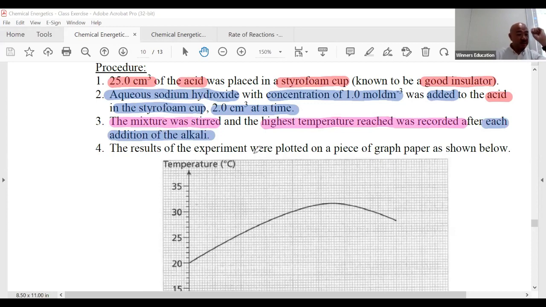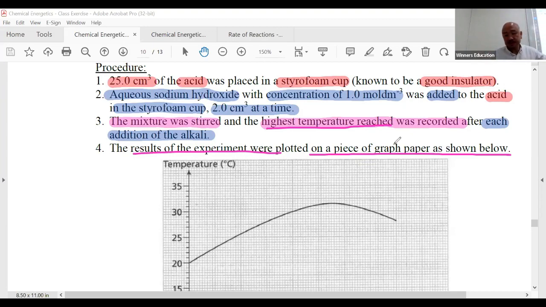They got the results of what? Of the highest temperature. So it's a value. And they plot it on a piece of graph paper. So how will this pan out in a practical? They will ask you to do this experiment. They ask you to collect the results in the table. After that, they give you a graph paper. They ask you to plot the graph, and the following questions will all come out from there.